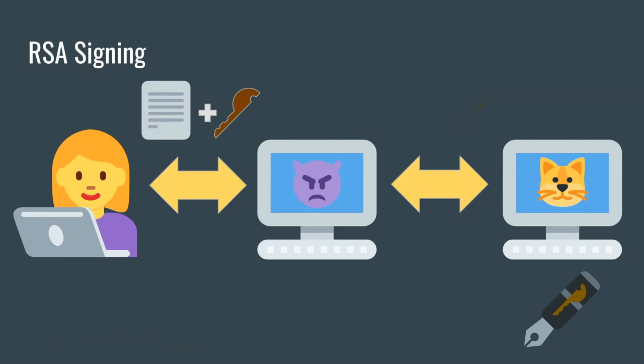And it's not encryption per se, because the attacker could have also read this message, but it's a way of proving that a message came from a given source.